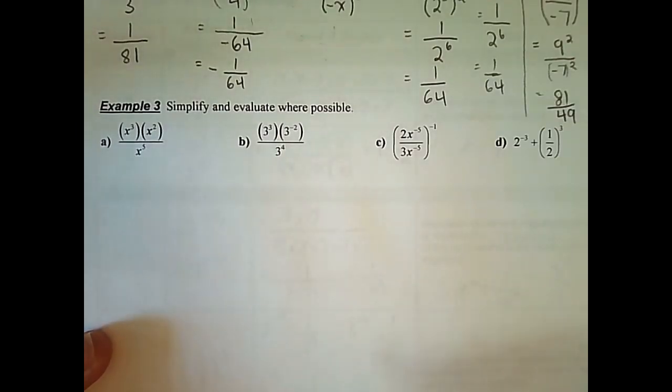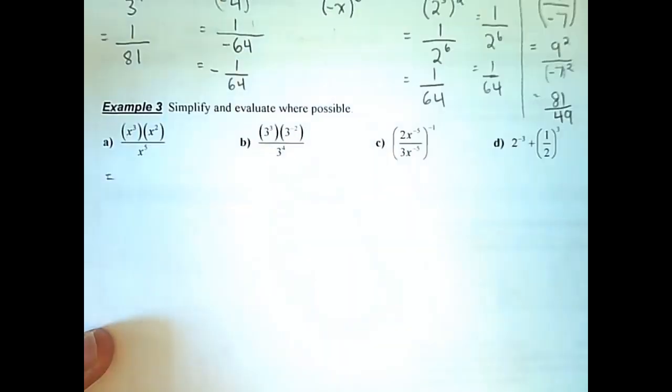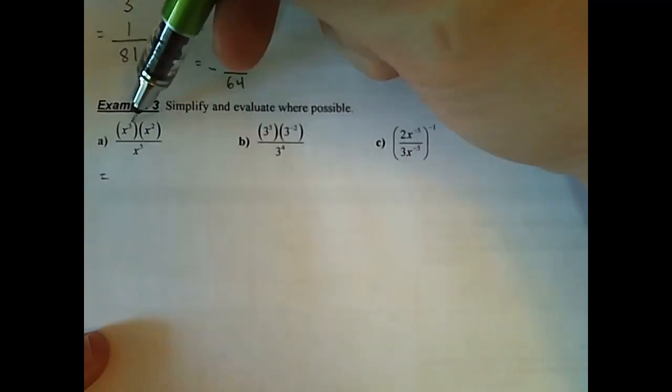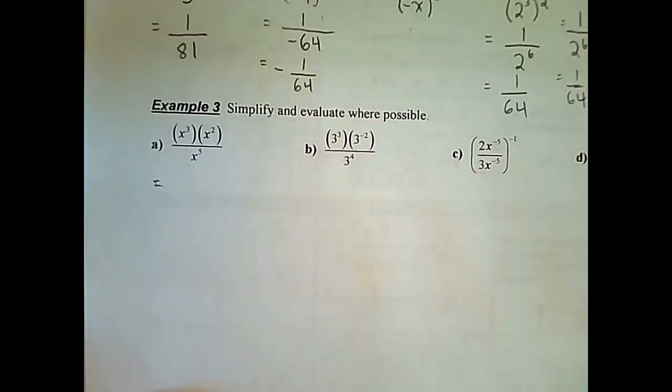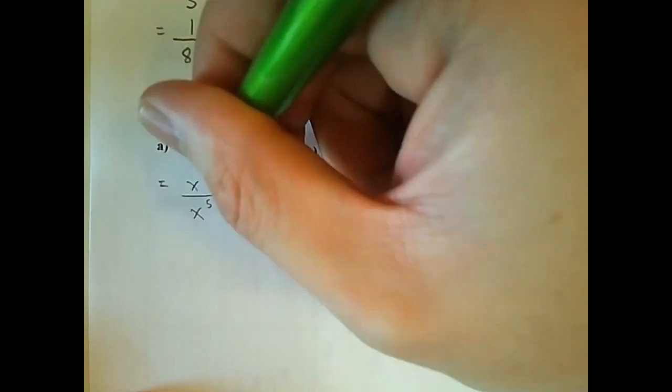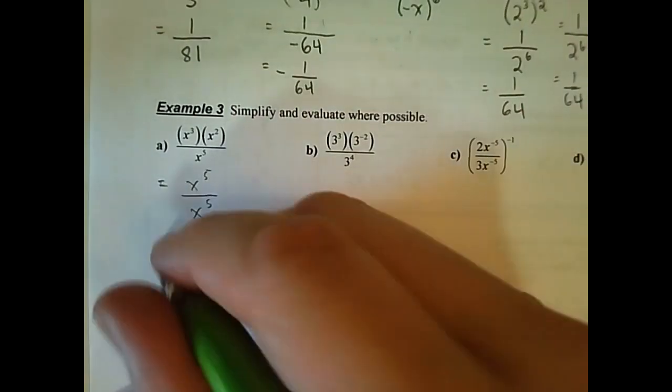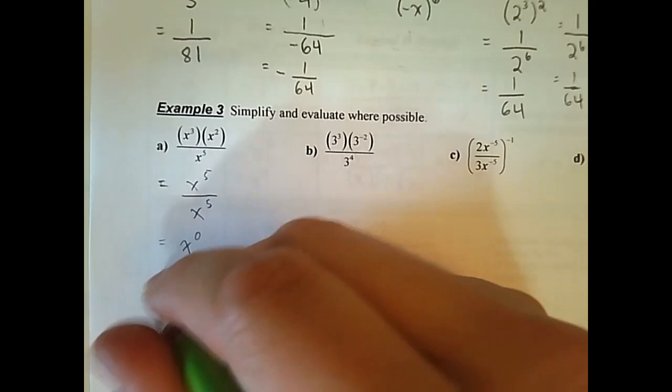Okay, last few. These are a bit trickier, but they're not too bad, I'd say. Alright, so for the top ones here, I'm going to zoom in a little bit more. x to the power of 3 times x to the power of 2. I'm going to add these together. I get x to the power of 5 over x to the power of 5. That is equal to x to the power of 0, which is 1.